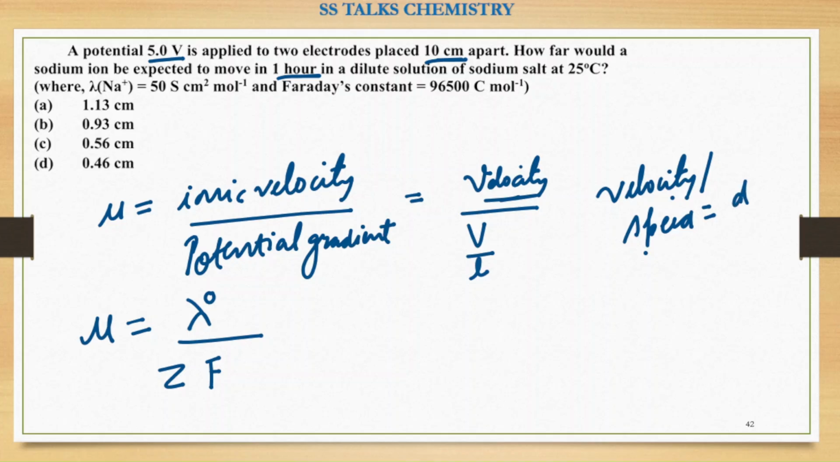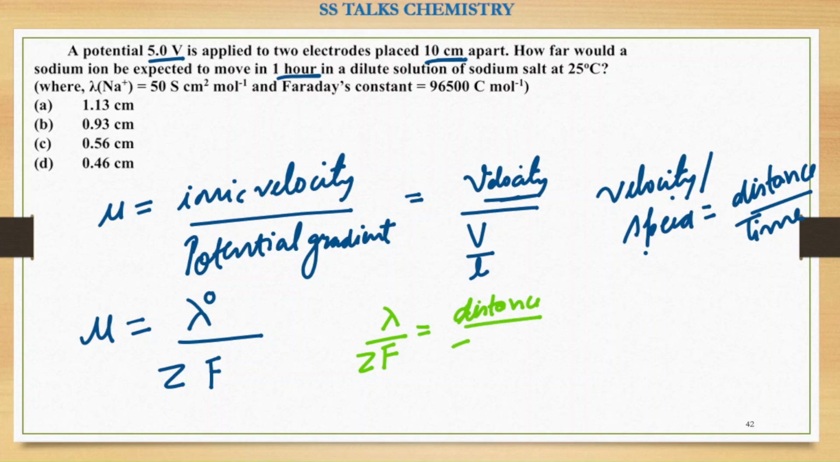Here we have to find the distance, so I am keeping that, upon the time, which is already given to us, that for 1 hour our sodium ions are moving. So we will be making use of these equations now. Lambda upon z into F is equal to the velocity, that is distance upon time, upon the potential per unit length. Just substitute the values in these now.